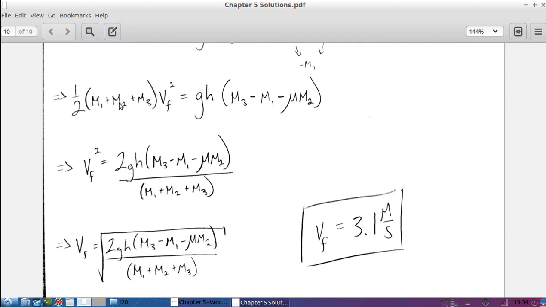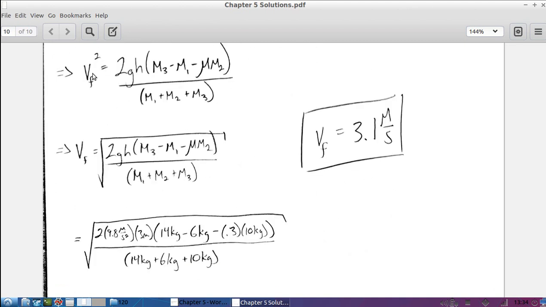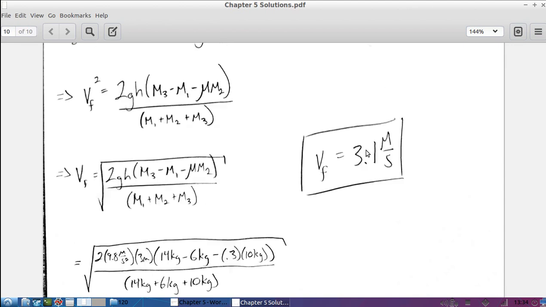So now here, I need V final. So I'm multiplying both sides by 2, and dividing both sides by the sum of the masses. All right, so this is my expression for V final squared. I'm ready to take the square root of both sides. I know all the values of everything in here. I'm ready to plug it in, do my calculation, and I get a final speed of 3.1 meters per second.